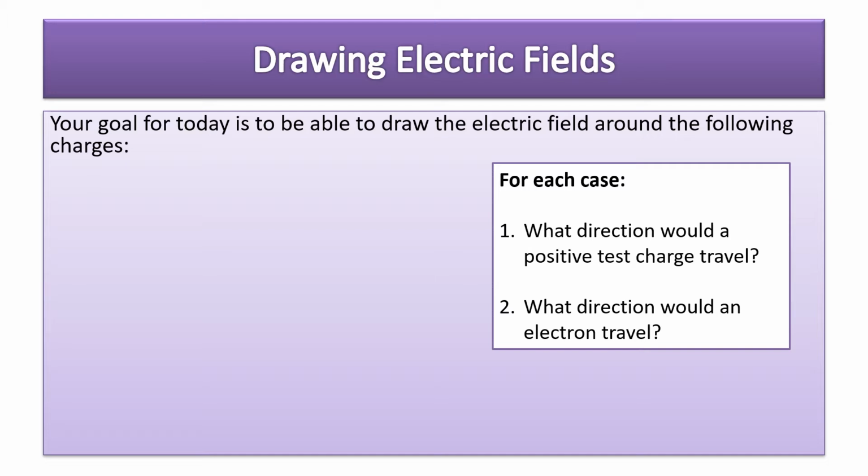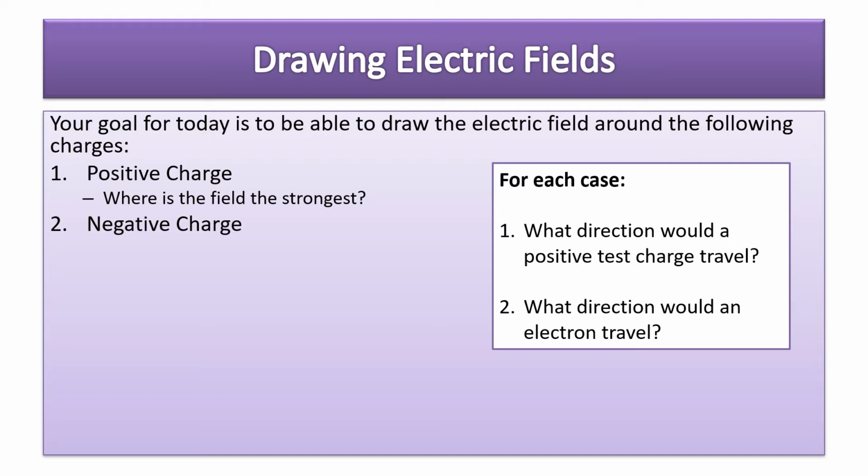Your goal for today is to be able to draw the electric field around the following charges. A positive charge, just a single positive point charge. What does the field look like around that? And where is the field the strongest? And then we're going to do a negative charge. What does the electric field look like around that? How can we draw the lines? And then again, where is the field the strongest?